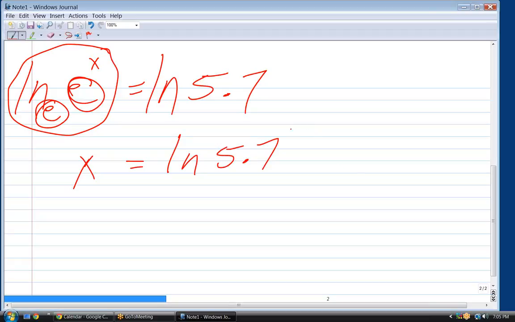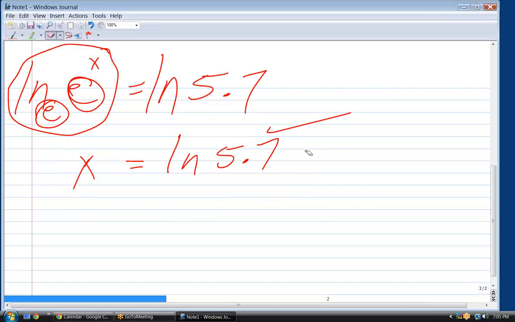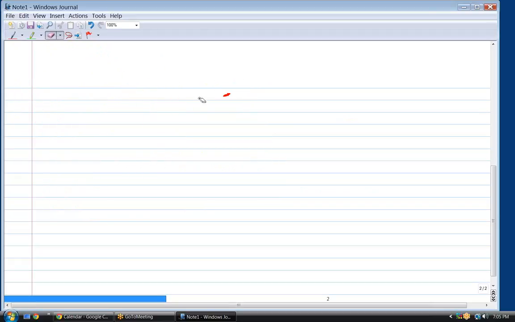Or do they want you to leave that as the answer? They want both. Oh, okay. This is actually the more precise answer, rather than getting a decimal answer out of your calculator and having to round it off. What else?